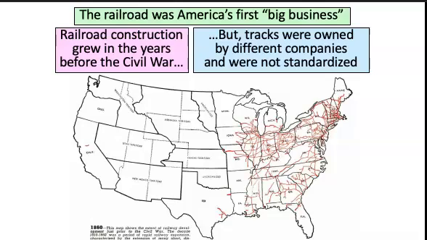But generally, railroad tracks were owned by different companies, and they were not standardized. Now, what that meant is that the standard, or the gauge, that's the distance between the two tracks, was actually different. Meaning that if your railroad car was on one set of railroad tracks, it couldn't transfer to another one because the difference in the width of the wheels was either too wide or too narrow.